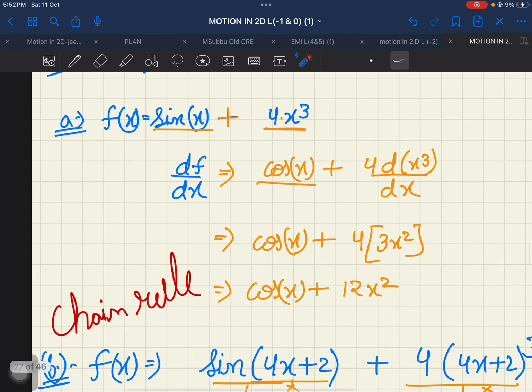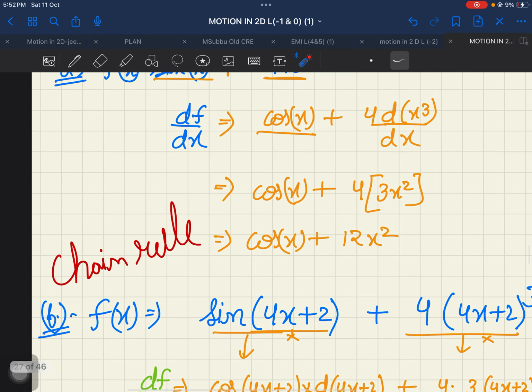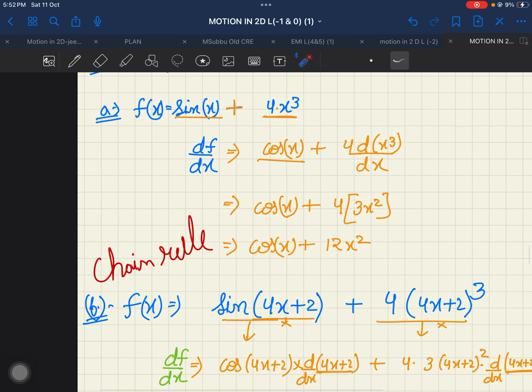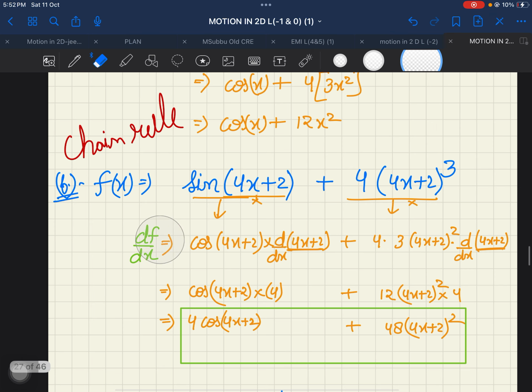Now let me increase the toughness level here. Okay students, so now this is your b part. This is your f(x). Now f(x) is equal to sin of (4x plus 2) plus 4 times (4x plus 2) cube, right? Let me erase this and let me solve it for you separately.